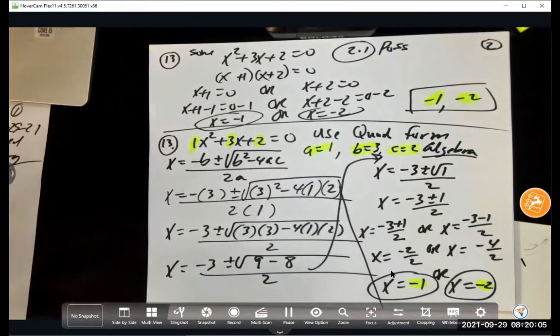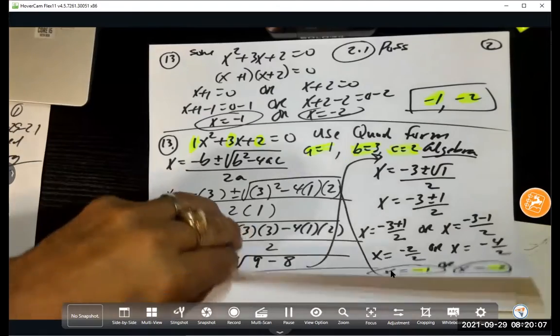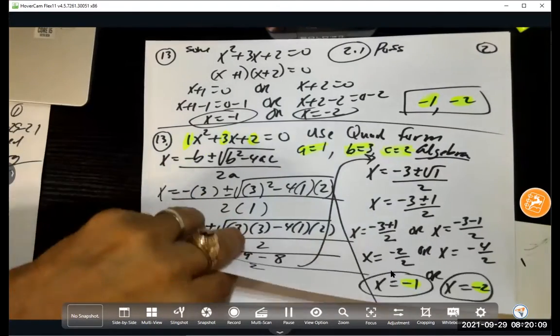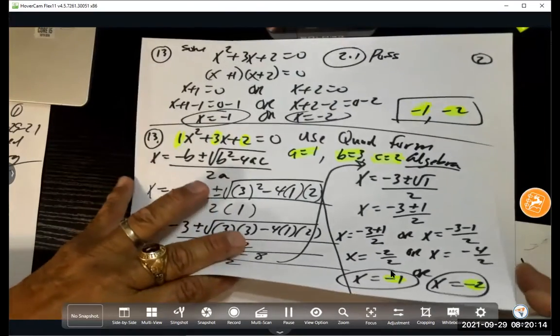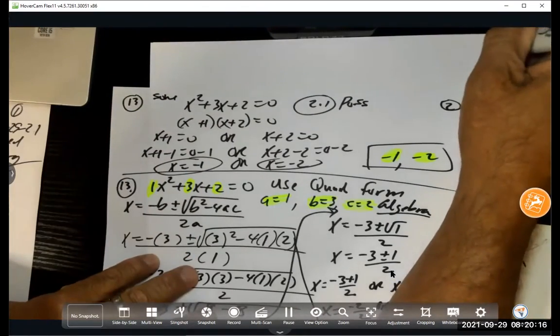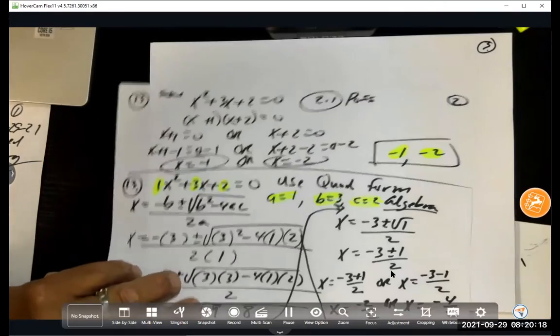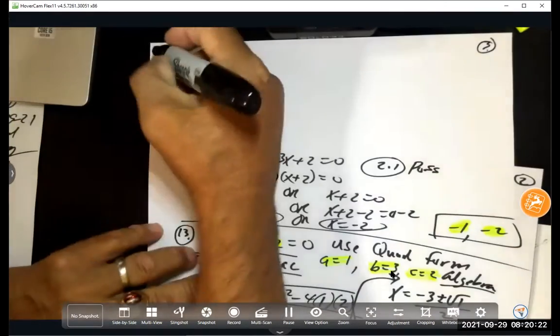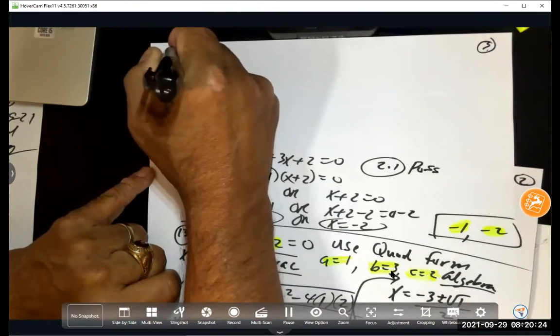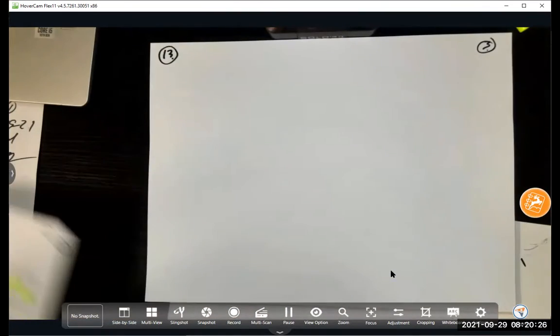Okay, let me do another one like this. I'm going to change the numbers. We're going to do it again, okay? Same thing, just different numbers. All right, let's go to number 3. Same problems, just different numbers.